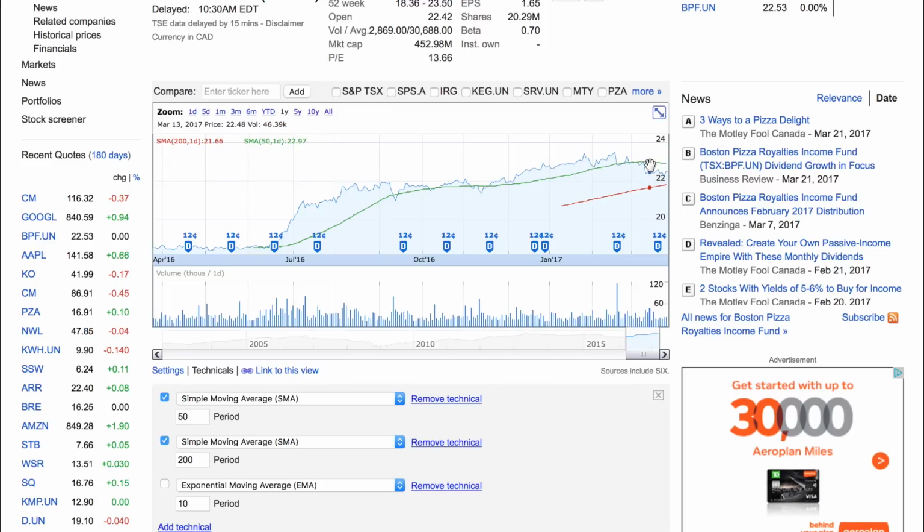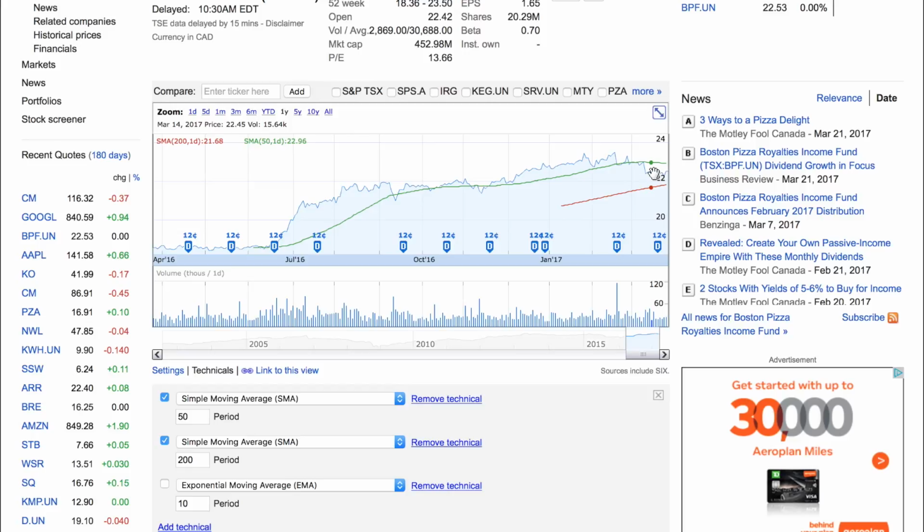I use the green and the red lines, and I want to make sure that I'm always buying at a time when that blue line passes down underneath that green line. So by having the green and red lines there all the time, it gives me a good indication of when is a good price to get into this stock.